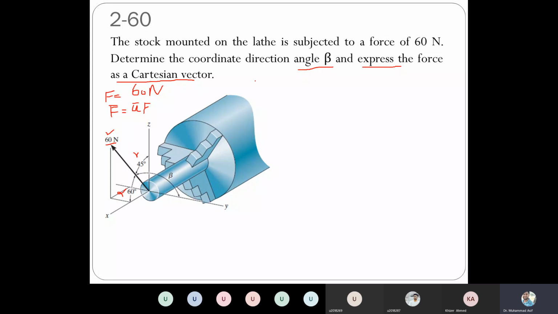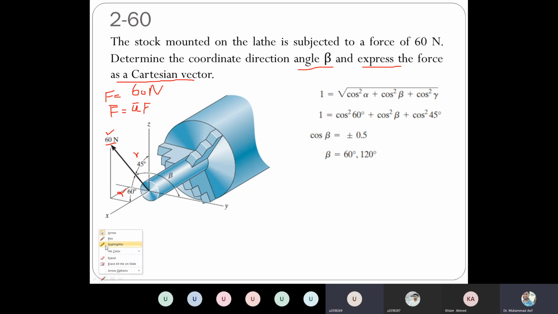We know three angles and one angle is missing. We know that cos square alpha plus cos square beta plus cos square gamma is equal to 1. So using that formula, since we know two angles, alpha and gamma, we can calculate the value of beta. If we simplify, we'll have plus minus 0.5. So there are two possibilities, 60 degrees or 120 degrees. Which angle is possible? 120.